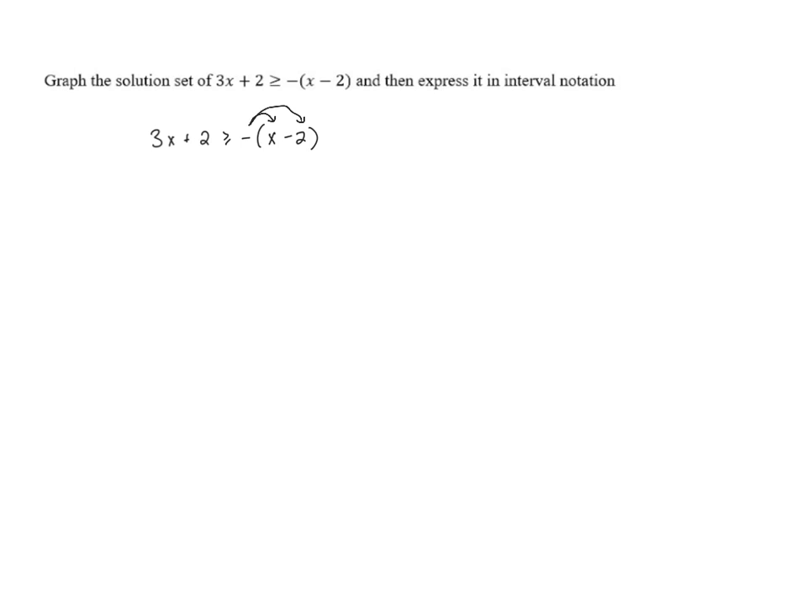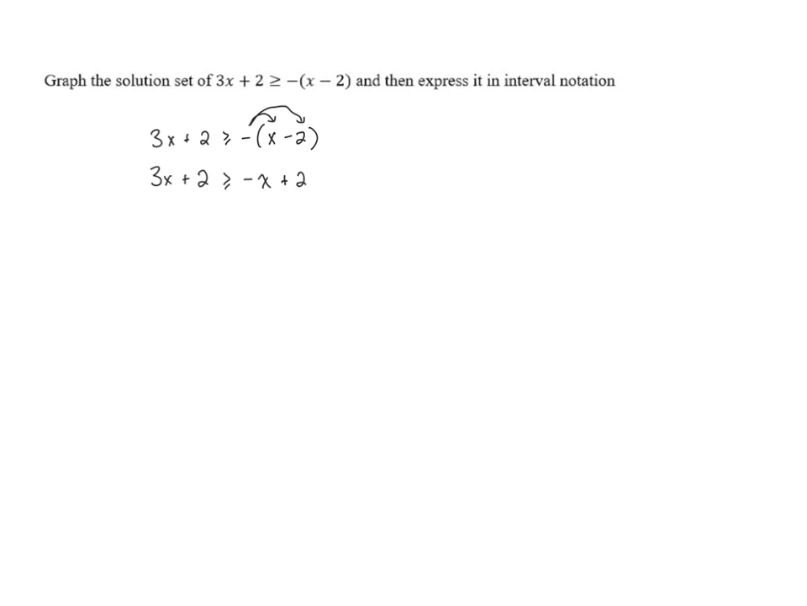So when we distribute that negative sign, we end up with the opposite of x, and then plus 2. The reason it's plus 2 is because a negative times a negative is a positive. And then on the left, we still have 3x plus 2.